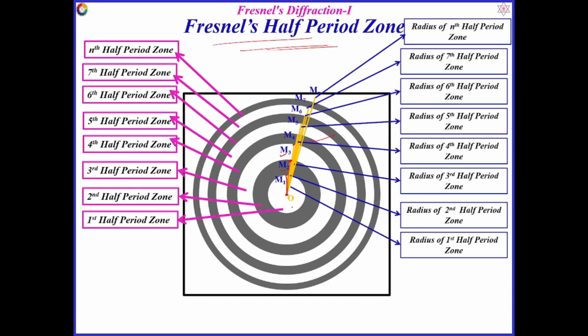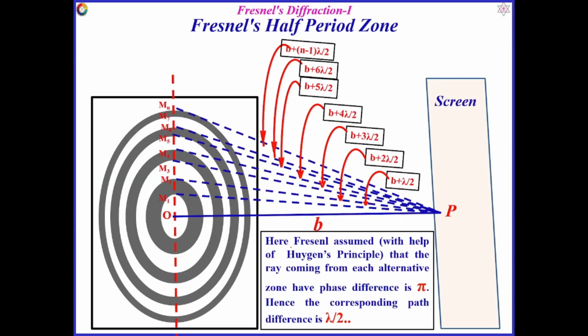Here one thing you have to remember always: you should not think that light only passes through this white zone. Light will pass through this white zone as well as this dark zone. For the representation of the alternate zones, they are shown as white and black, or white and dark. But light will pass through the first half period zone, and light also passes through the second half period zone. But what is the condition, which we discussed in our last class?